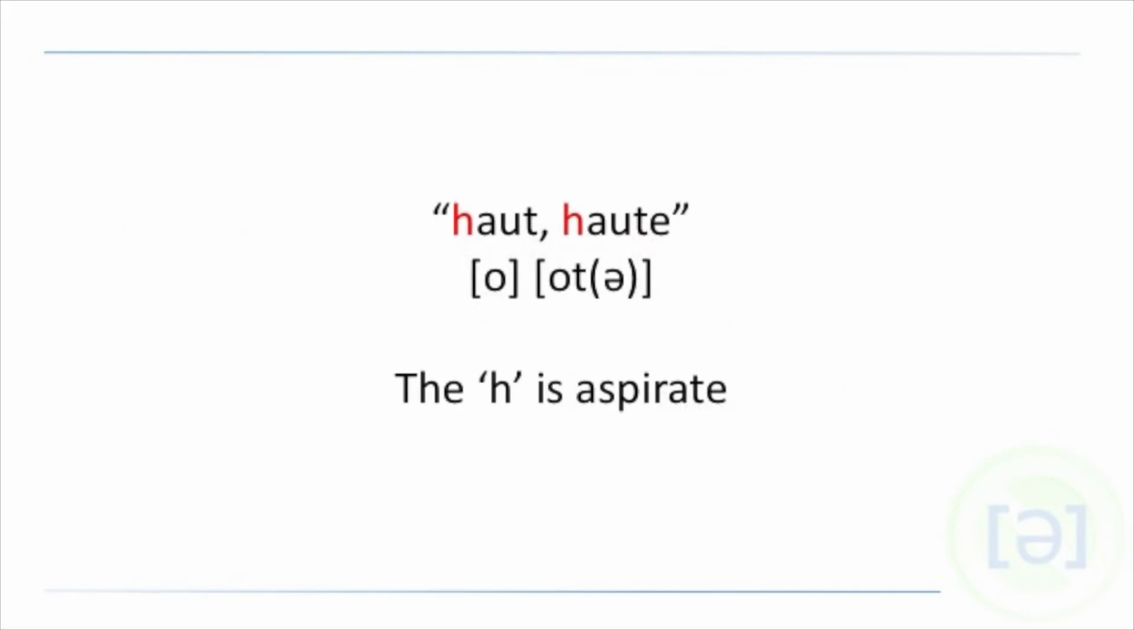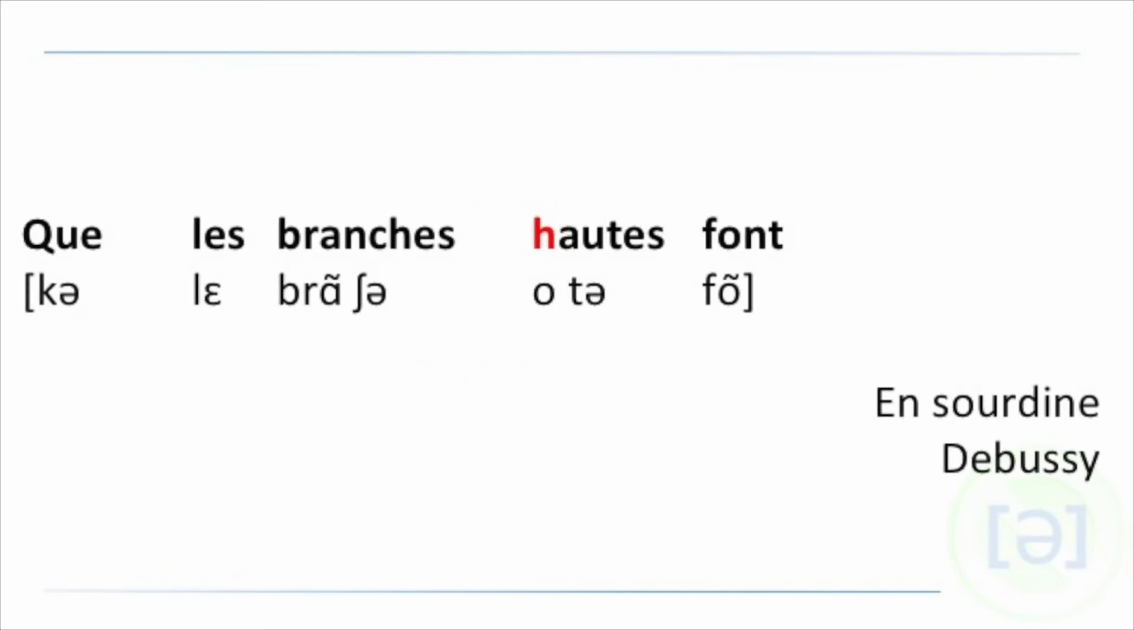The other word that comes up everywhere is the word for high. The word for high is haut in the masculine or haute in the feminine, and this one also is an aspirate H. From En sourdine, we have que les branches hautes font, and not "que les branches zhautes font." Yeah, and these two words we see on a regular basis. So these I would actually memorize. The rest of them you can look up. The more you sing that repertoire, the more you will develop reflexes for certain words, and you'll know instinctively which ones trigger the liaison and which ones don't.